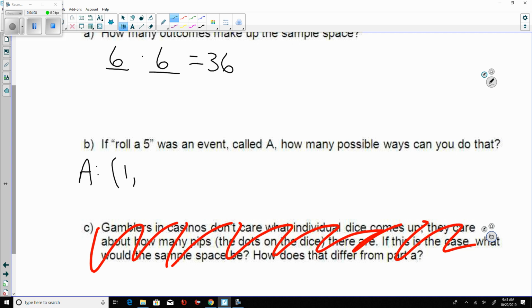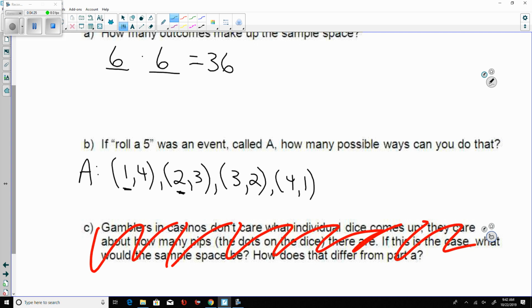So I can have a 1 and a 4. I can have a 2 and a 3. And then you see I'm going up by the first one. Then I can have a 3 and a 2, and then a 4 and a 1. Can I have a 5 and a, no, you can't, because you can't have 5 and a 0.